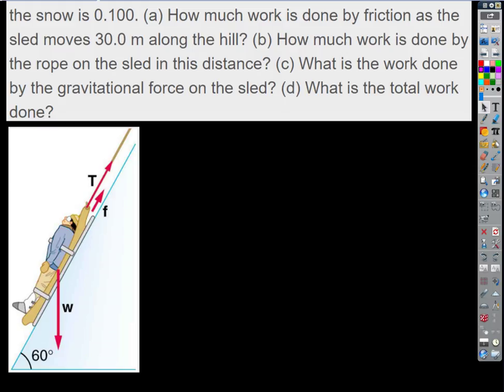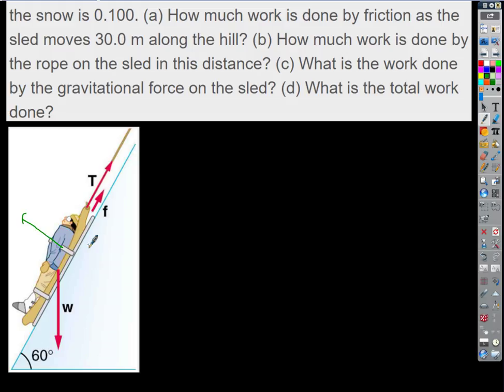Gravity, which they're calling W for weight, and then the tension in the rope, and the friction, okay? Right. Now, what about normal force? That's a force acting. In what direction is the normal force acting? Perpendicular. So the normal force is acting at that angle.